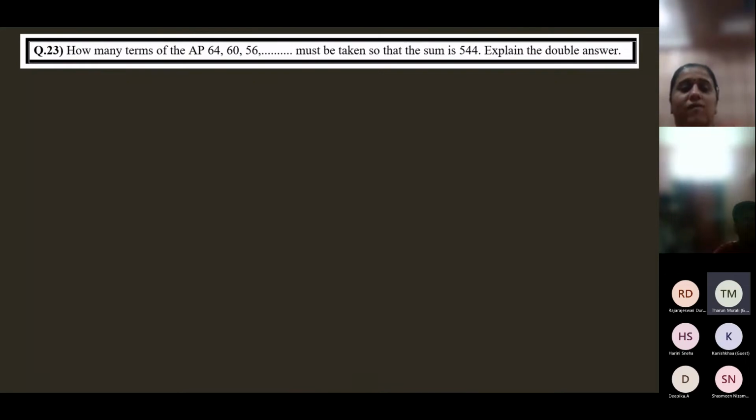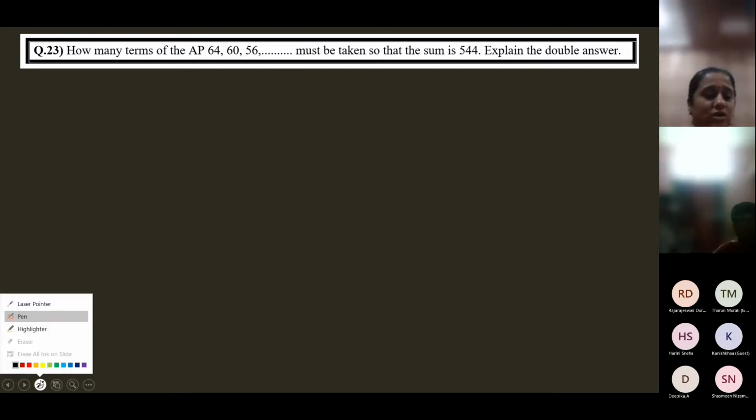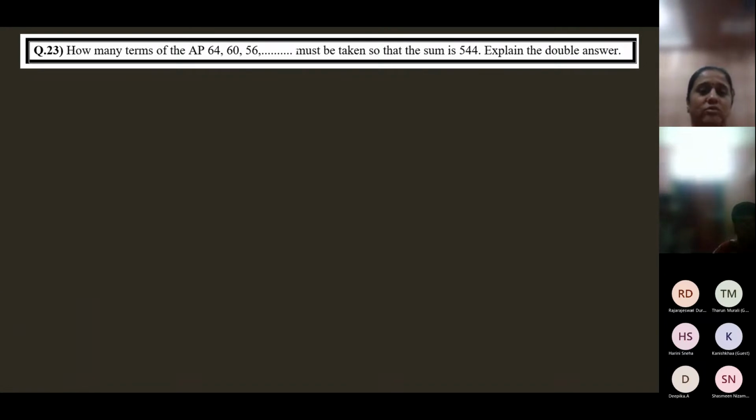Yes, ma'am. Now here, how many terms of the AP must be taken to get sum 544? You want to get the sum as 544. Okay, so what should be the sum? Sum is 544, of how many terms? I don't know. Sum of n terms must be 544. That's all. If you can write this, you know how to work this. See, it's all there. AP is given. How many terms of the AP must be taken so that the sum is 544?